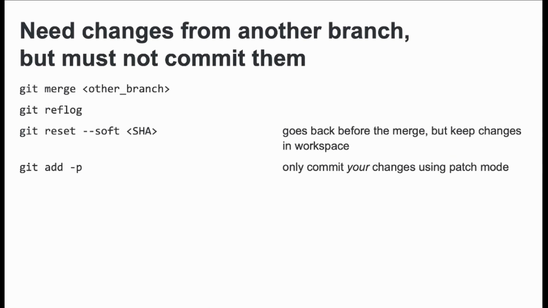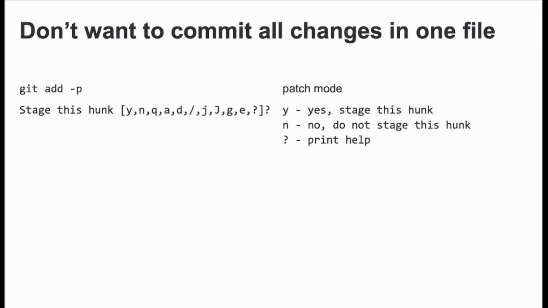Then I would add with -p, which means I would do a patch commit. And a patch is super cool because you don't commit all the changes in one file, but you can select almost line by line, or in hunks they call it, like bits of code. So basically, if you type git add -p, Git will ask you this whole thing, and I can never remember what it means, but I can remember Y for yes and N for no and question mark for print the help. This is what I always do.